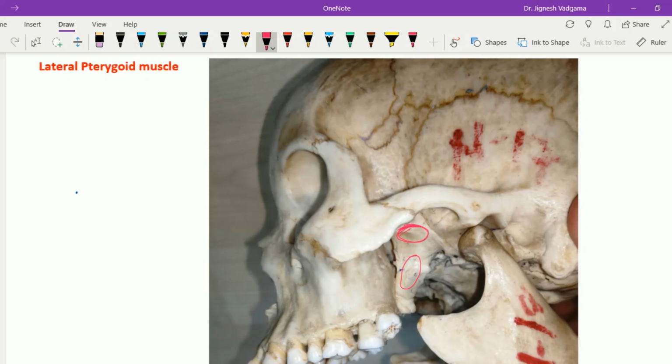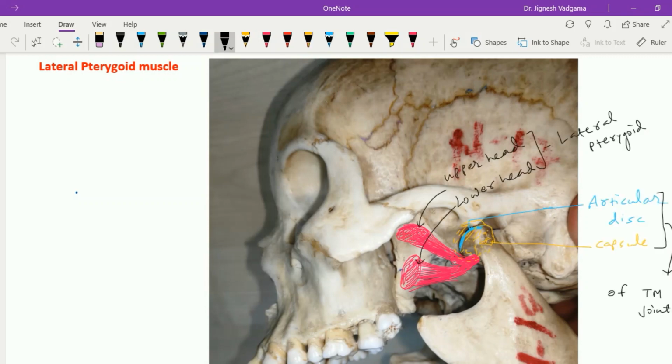Both these heads converge with each other and form a single tendon, which passes backward and laterally and inserts into the pterygoid fovea, which is the depression at the front of the neck of the mandible. Along with the pterygoid fovea, this lateral pterygoid muscle also attaches to the articular disc of the temporomandibular joint as well as the capsule of the temporomandibular joint.